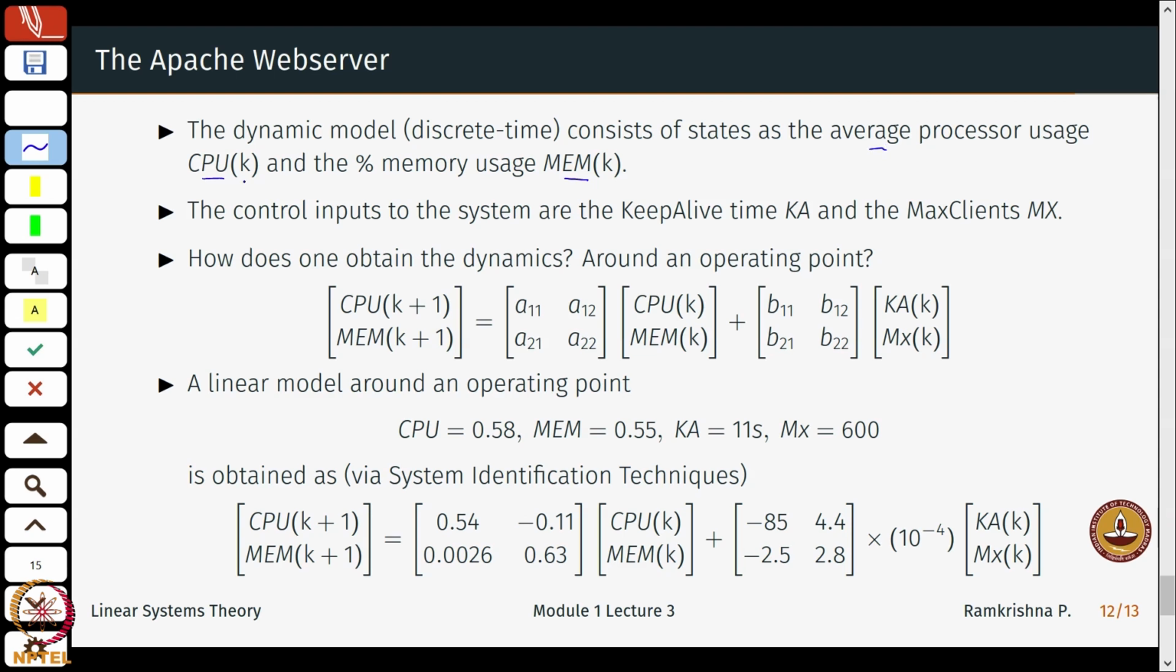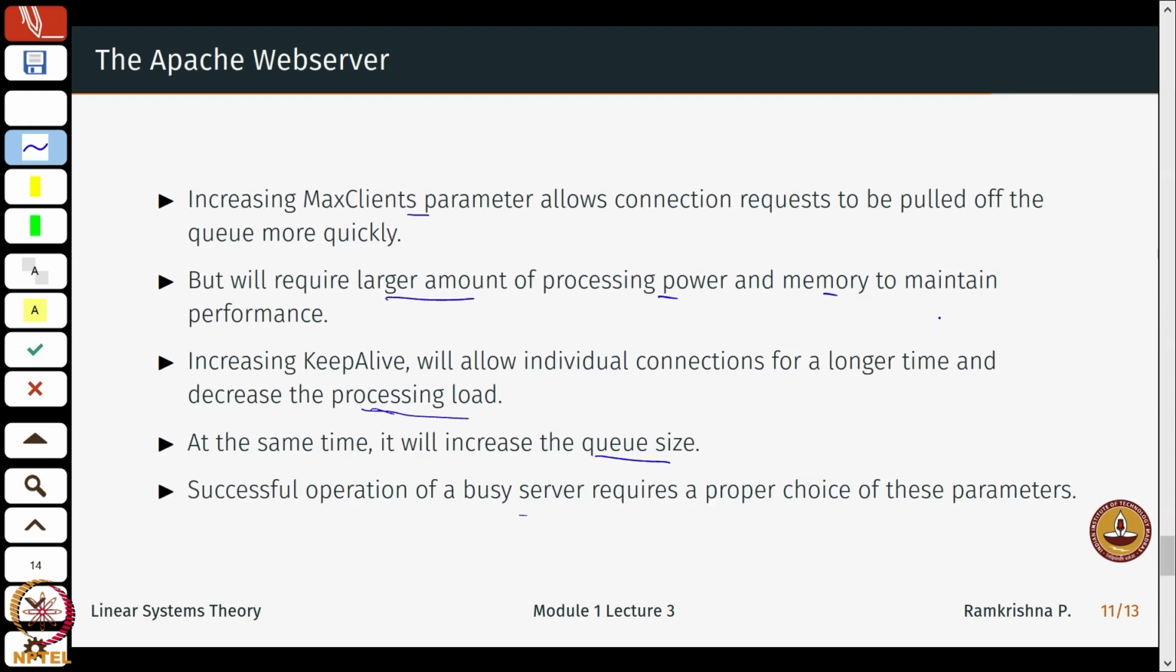So the CPU at any given time instant k is measured as the average processor usage, and memory is usually the percentage of memory usage, again at time k. And for obvious reasons, we will model them as discrete time systems. Okay, what are the control inputs that can alter the performance of the system? Those are the KeepAlive time and the MaxClient. I saw that KeepAlive time will reduce the processing load, right? One of the objectives was not to overload the processors.